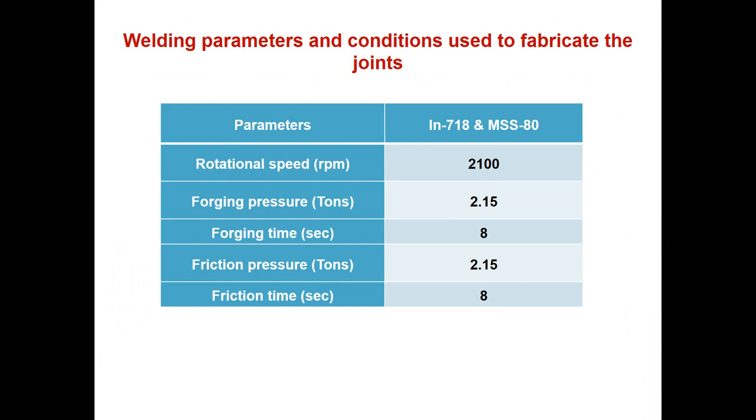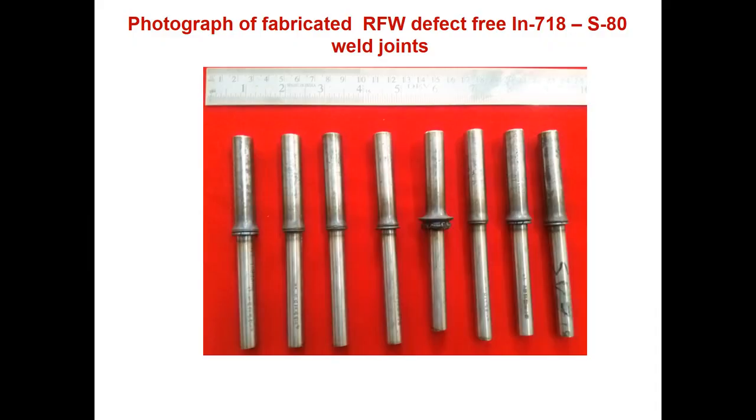The welding parameters which were used to fabricate the joint: rotational speed is about 2100 RPM. Forging pressure was 2.15 tons and forging time 8 seconds. Friction pressure is about 2.15 tons. Friction time is about 8 seconds. Based on many trials, we could achieve these parameters for fabricating a joint without a defect. This is a photograph of the defect-free joint.